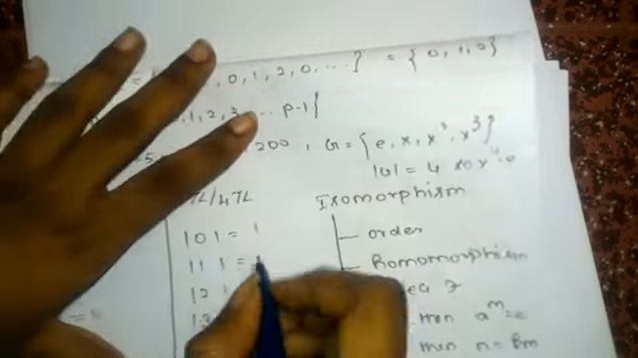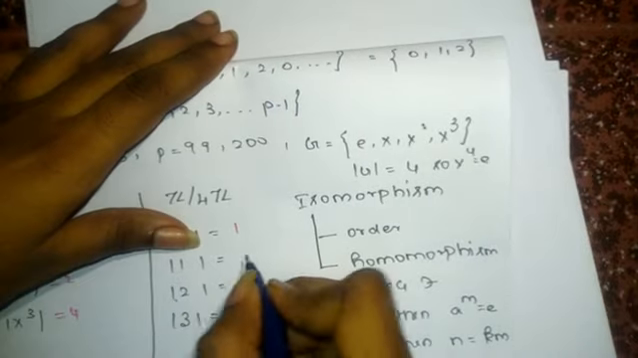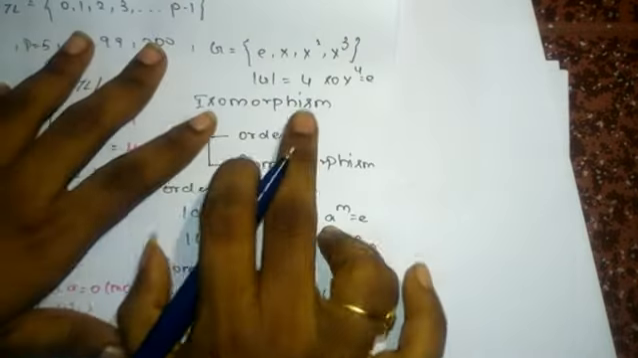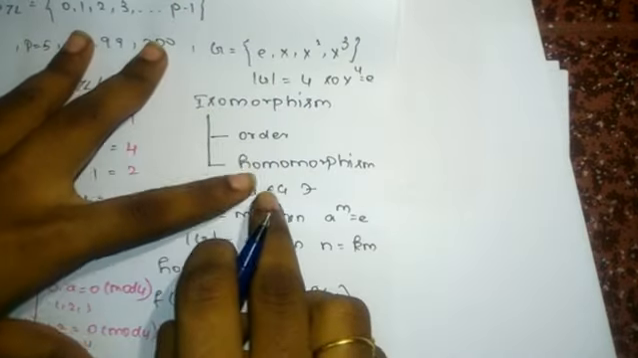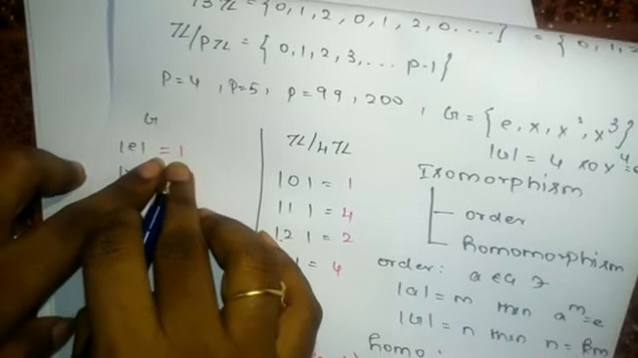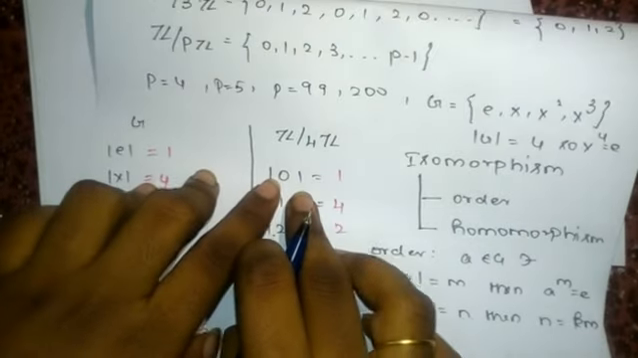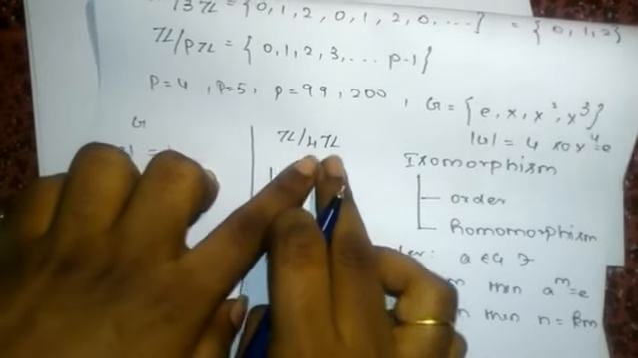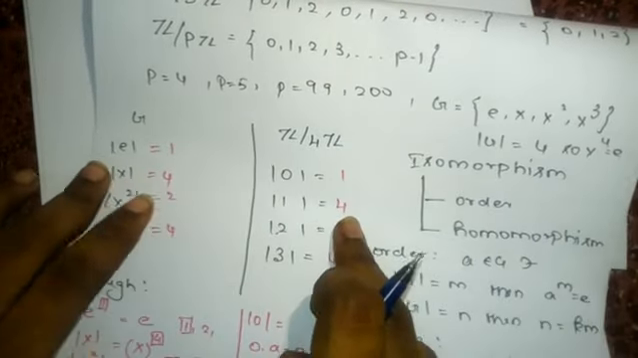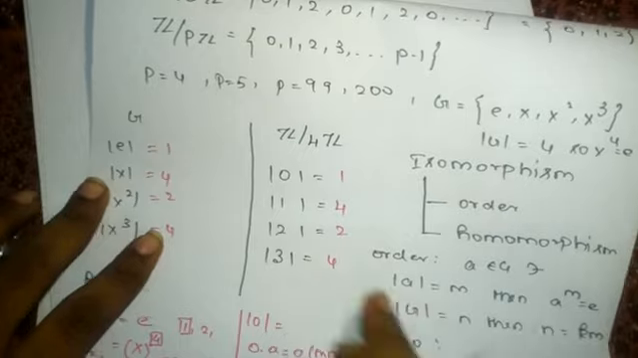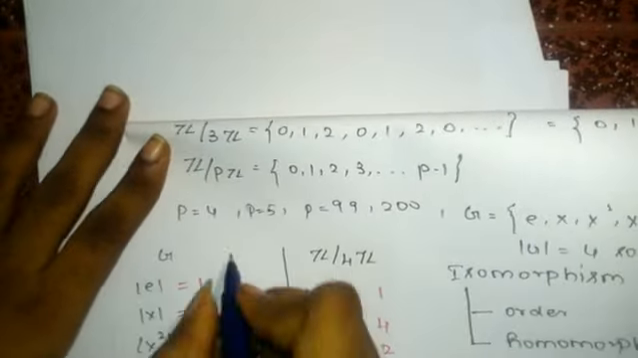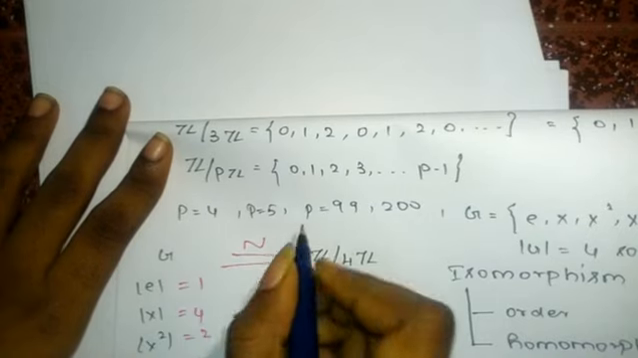So the orders are 1, 4, 2 and 4. Since isomorphism preserves order, I have an element in G whose order is 1, and the same in Z modulo 4 there is an element whose order is 1. The same here, 4 and 4, 2 and 2, 4 and 4. Since it preserves order, these two are isomorphic.